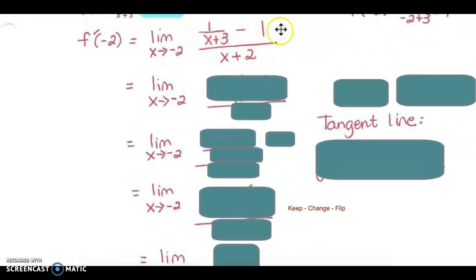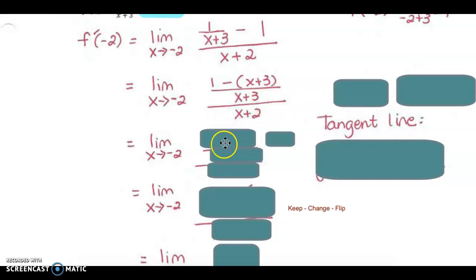Alright, so we want to have an LCD up here, which is going to be x plus 3. So to do that, they get this. So find your LCD, you should get this. Okay? And it's still over x plus 2. Alright, so now, if we do this, we want to combine like terms. And it's still over x plus 3. And this part right here is going to equal negative x minus 2.